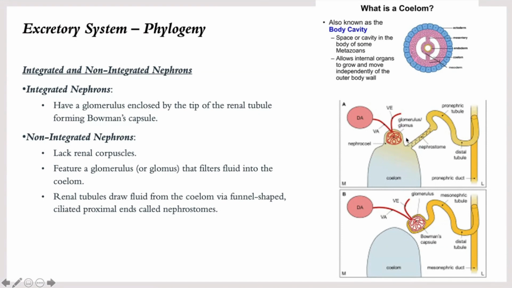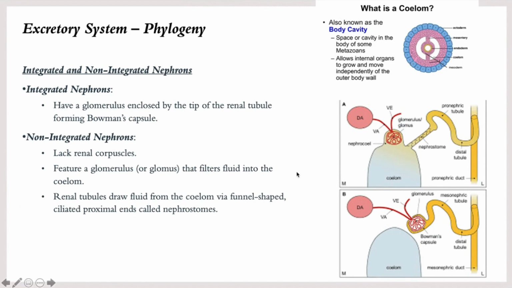The non-integrated nephrons, they don't have this, meaning that they are lacking the renal corpuscle. We said that the Bowman's capsule and the glomeruli together is referred to as the renal corpuscles. But the non-integrated nephrons, they don't have that renal corpuscle. They have a glomerulus that will filter the fluid directly into the coelom. The coelom is like a space or cavity, which is basically found in the body. So it will directly just send the filtered liquid directly into the body cavity.